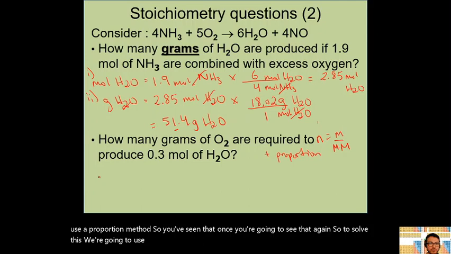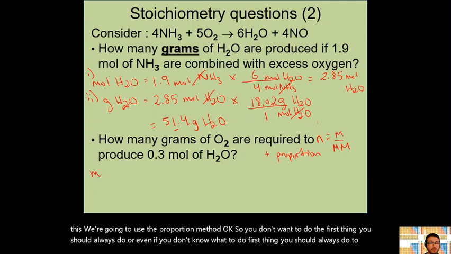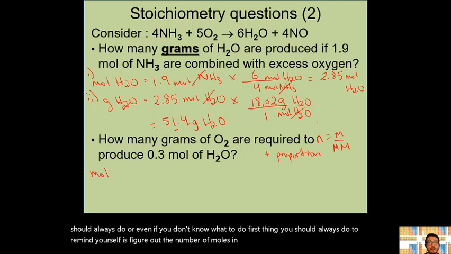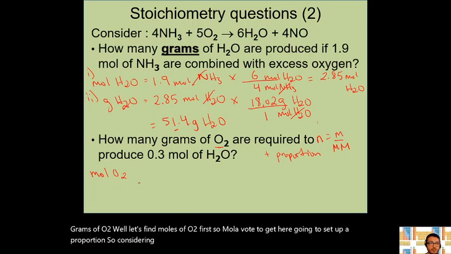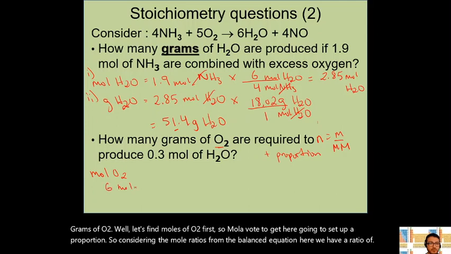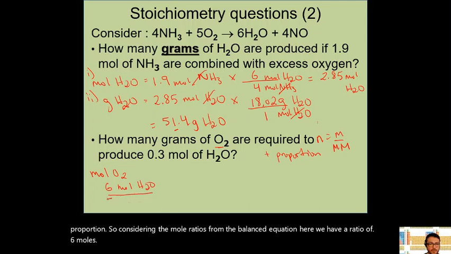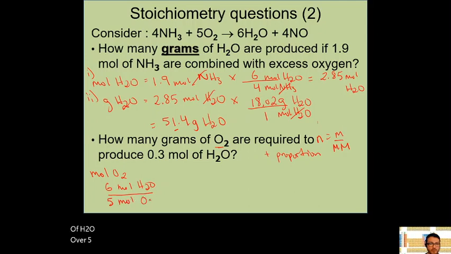Okay, so when you don't know what to do, or even if you do know what to do, the first thing you should always do to remind yourself is figure out the number of moles. In this question, it's asking you for grams of O2. Well, let's find moles of O2 first. So mole of O2. Okay, here we're going to set up a proportion. So considering the mole ratios from the balanced equation here, we have a ratio of 6 moles of H2O over 5 moles of O2, and that is equal to, now this is the part that we're going to fill in.